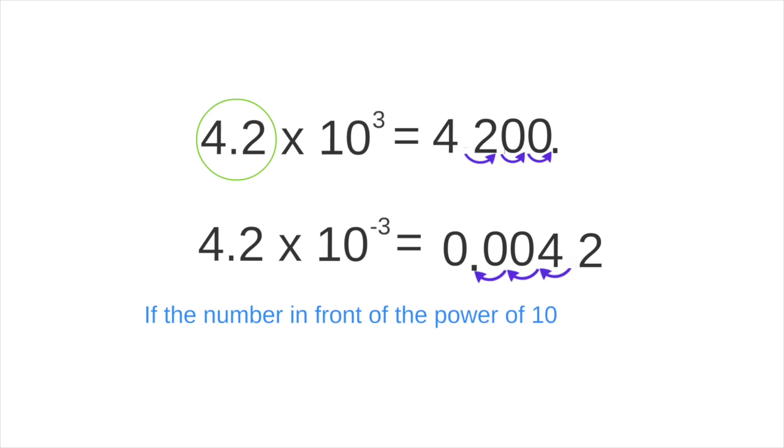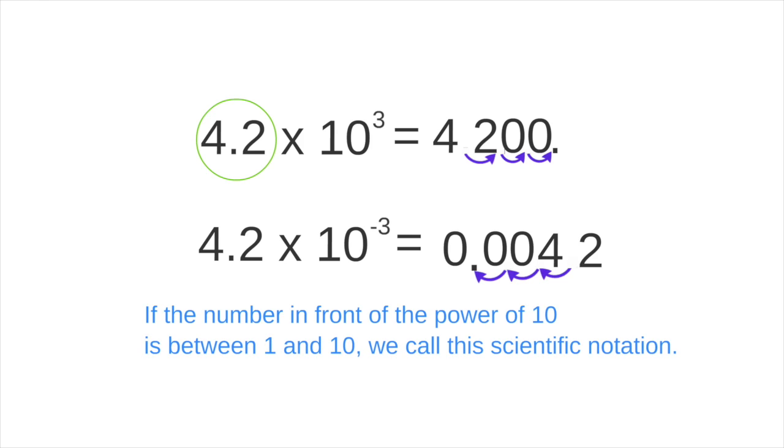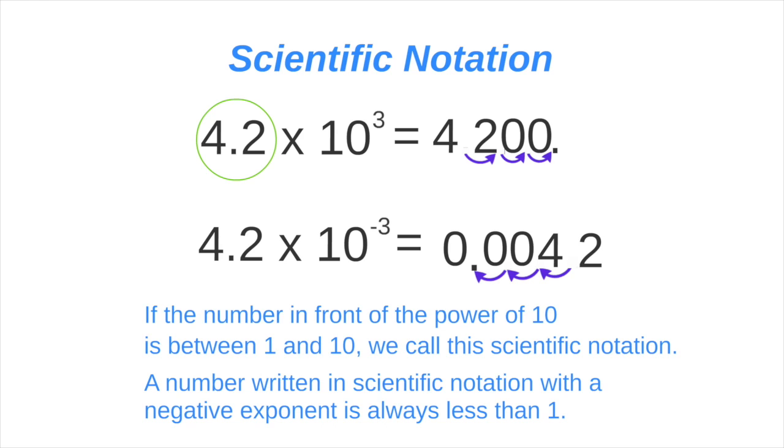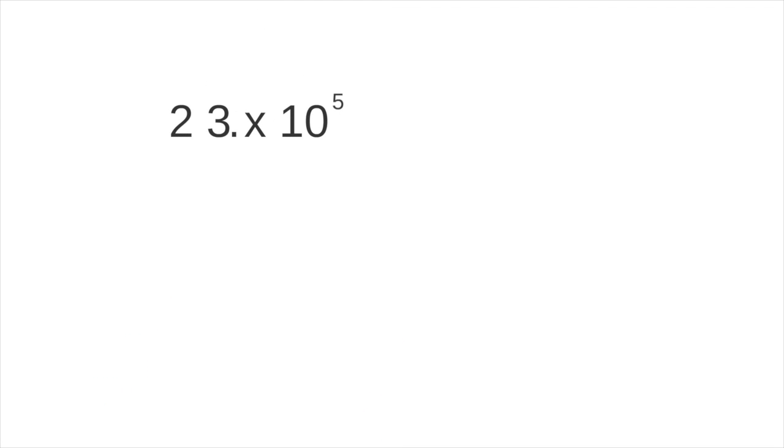If the number in front of the power of 10 is between 1 and 10, we call this scientific notation. A number written in scientific notation with a negative exponent is always less than 1. 23 times 10 to the 5th is exponential notation, but not scientific notation.